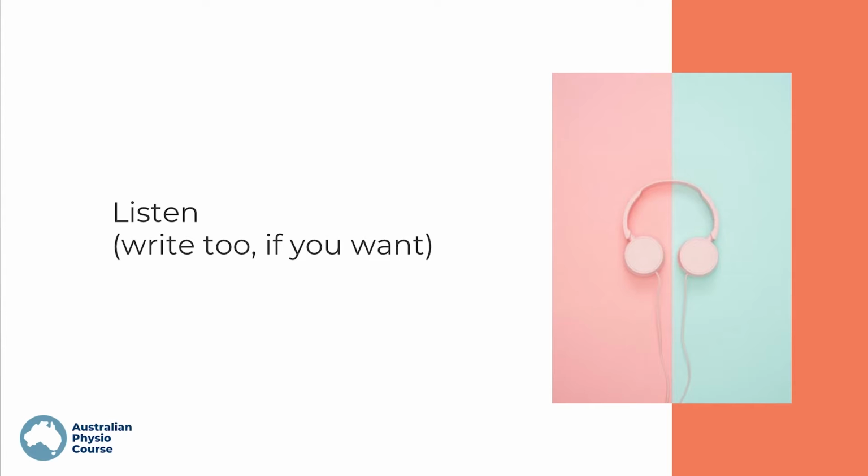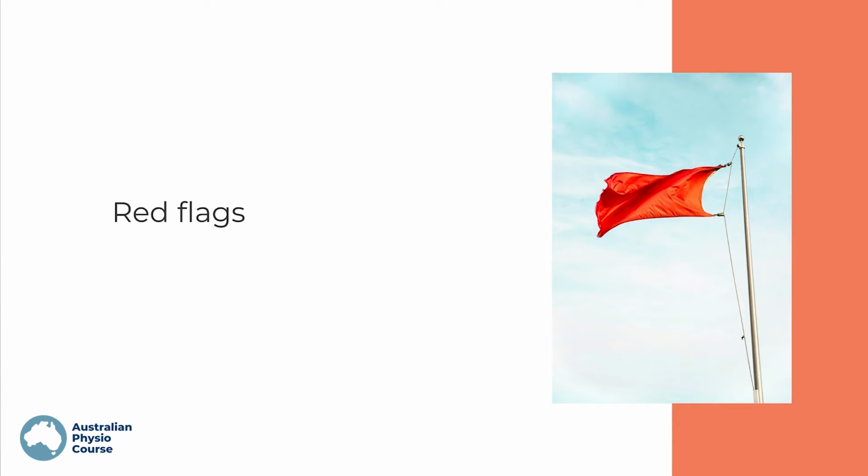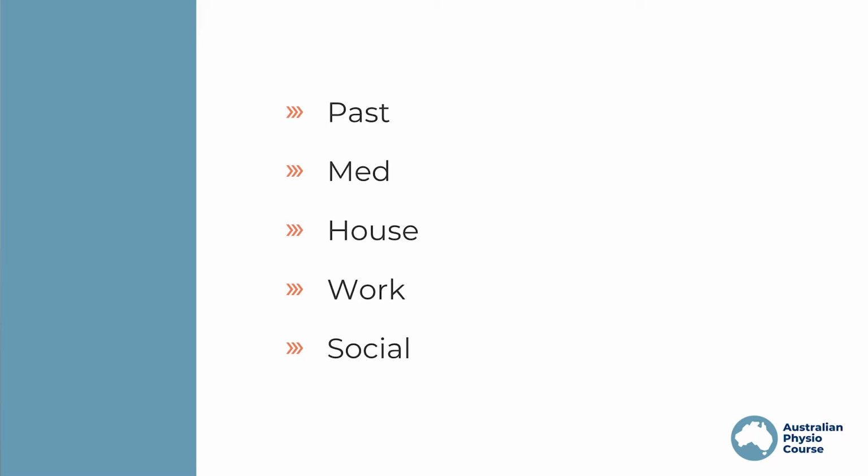You want to go through the entire subjective section of your cheat sheet as fast as you can, but also listening to the answers as you'll need to address them during the assessment. I personally don't write anything during the interview because I'm a slow writer. However, you can write down the 0 to 10 pain scale or other details if you think you'll forget them. Clear the red flags and then it's time for past, med, house, work, social.